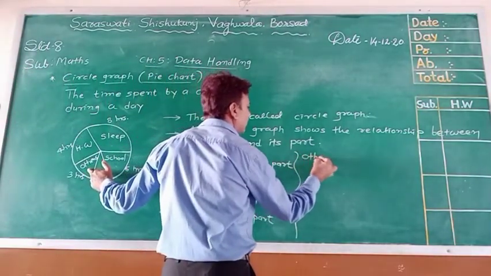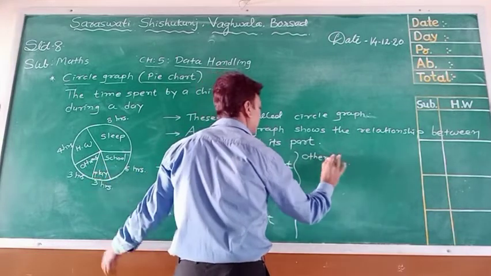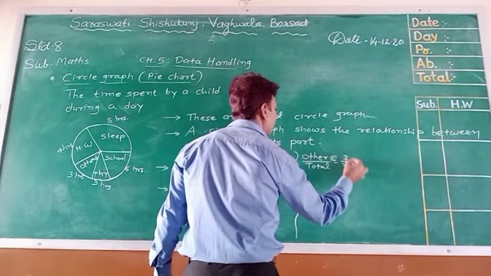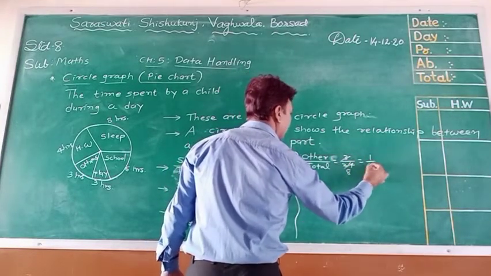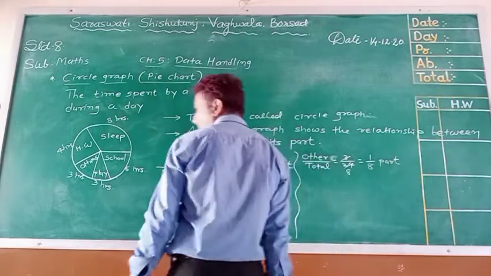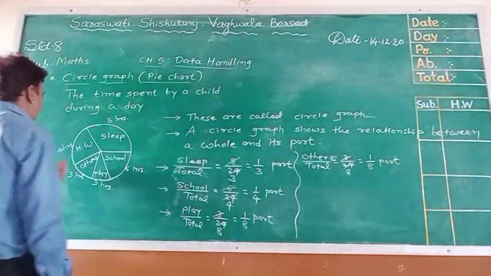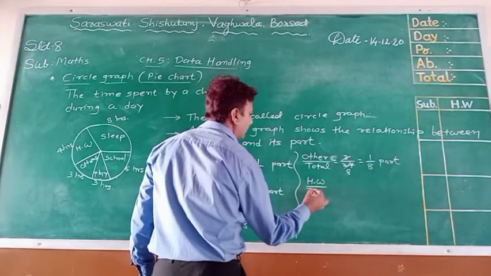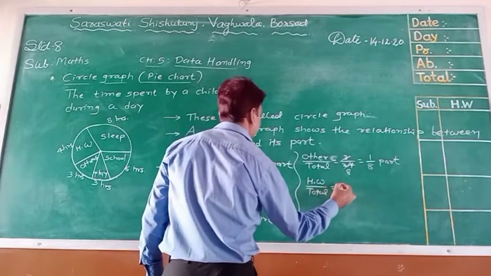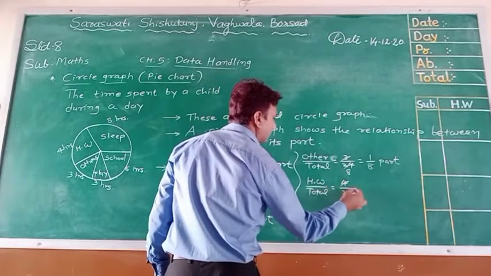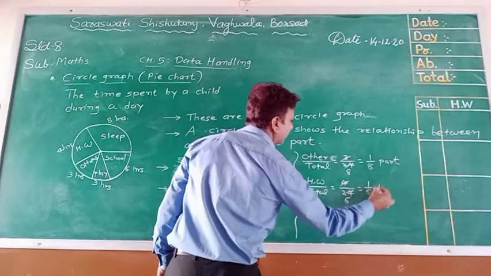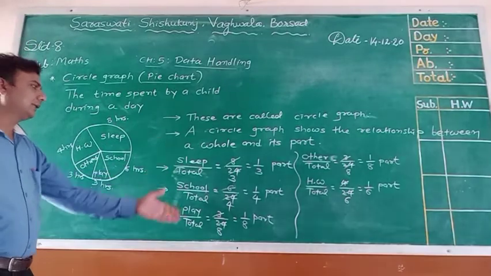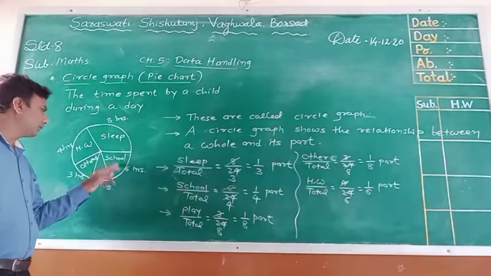Now others is also the same. Others upon total: 3 hours upon 24 is 1 by 8 part. Now homework upon total. Homework is 4 and total is 24, so it is 1 by 6. So we have 1 by 3, 1 by 4, 1 by 8, 1 by 8, and 1 by 6. These are all five parts.